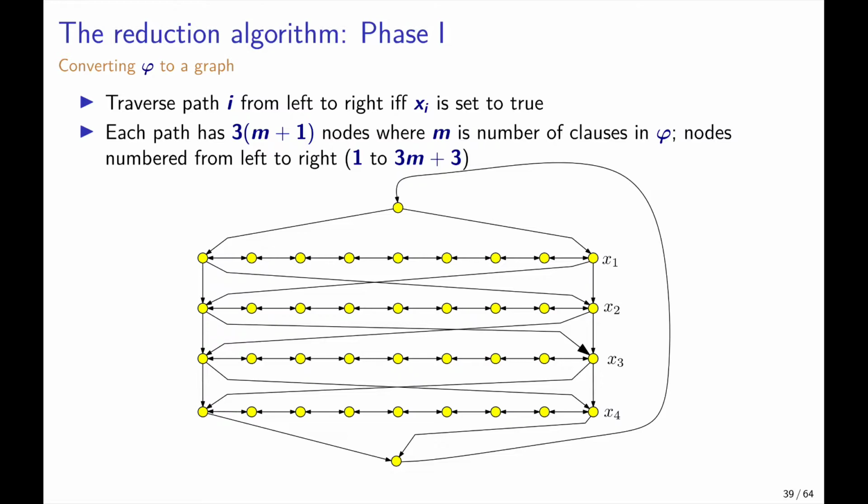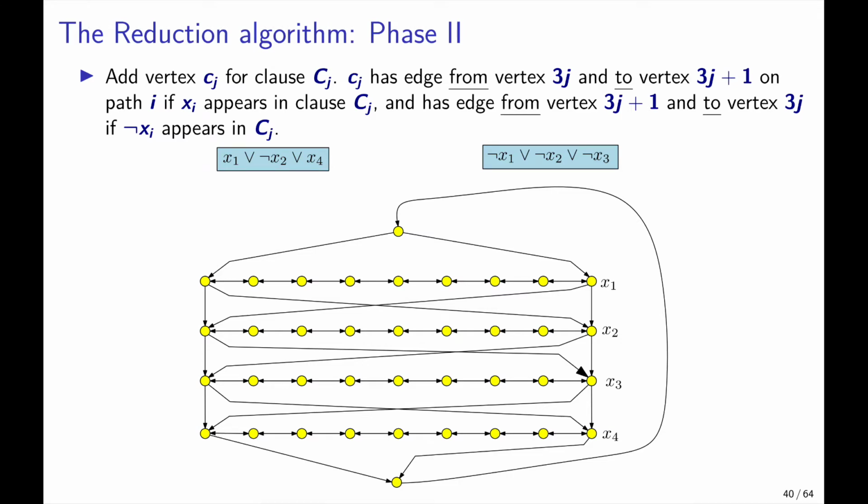has a satisfying assignment. So let's take our frame graph, and we're going to take enough columns. We have to take the right number of columns, which, if we have m clauses, is 3m plus 1 vertices along the path. So the path is pretty long.